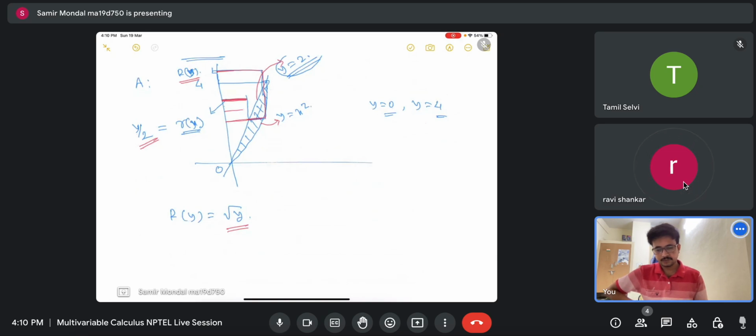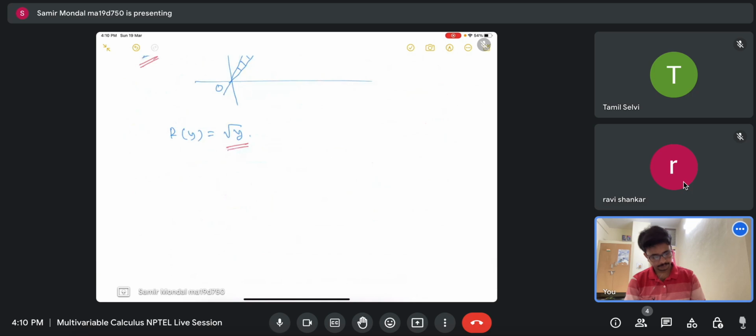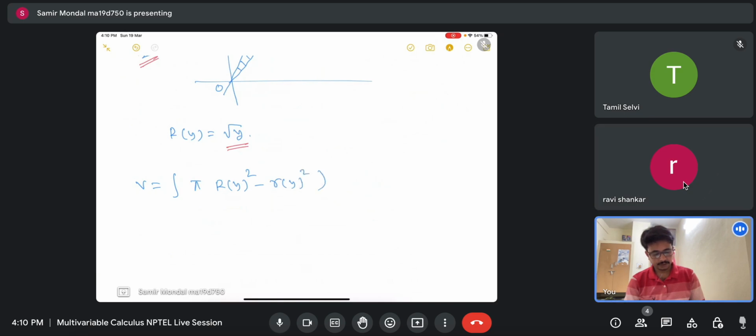So what will be the required volume? Please tell me the formula for the required volume. V equal to integral pi r square. Since this is about the y axis, we are taking y variable. If it's about the x axis, we take the x variable. It's fine.